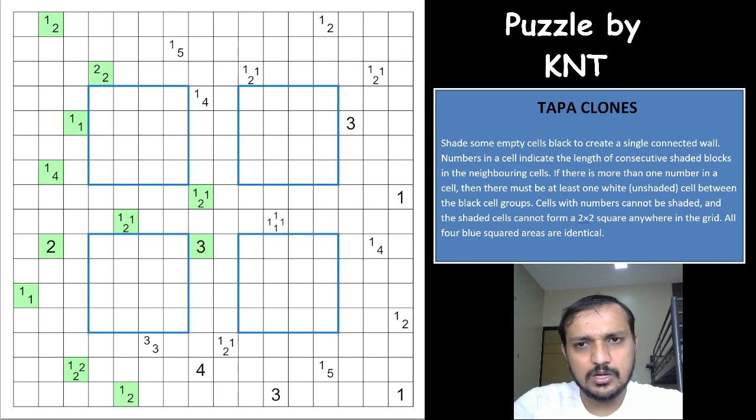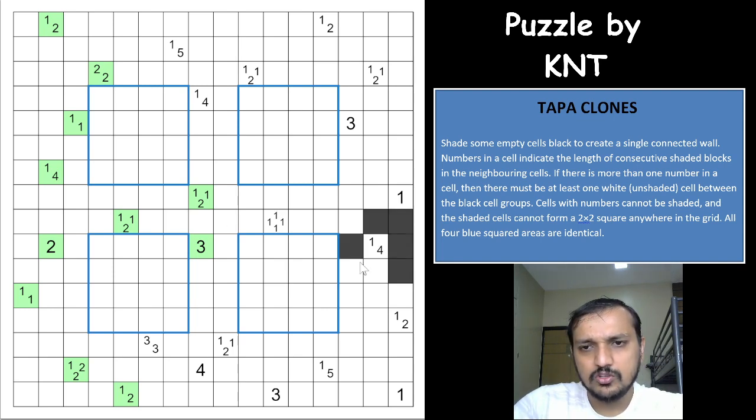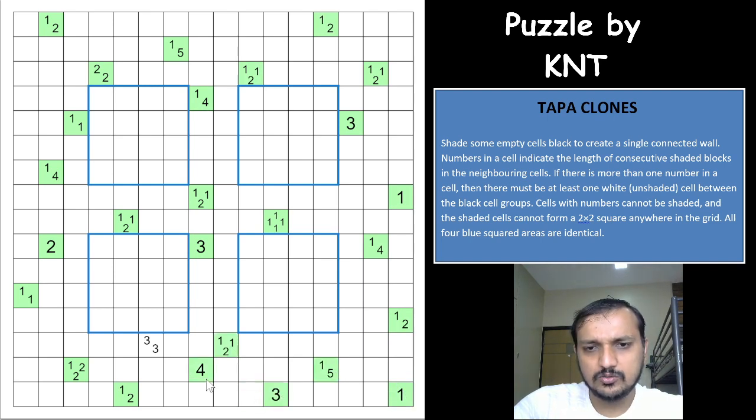If there is more than one number in a cell, then there must be at least one white cell between the groups of black cells. For example, if you have a 1 and a 4, you can have it this way or this way. You will have 4 cells shaded continuously, then a white cell in between, and then one cell shaded again. That is what the rule says. Cells with numbers cannot be shaded, and shaded cells cannot form a 2 by 2 square anywhere. You cannot have a group of 2 by 2 cells with all shaded.